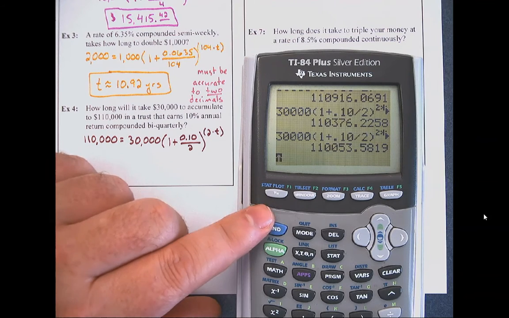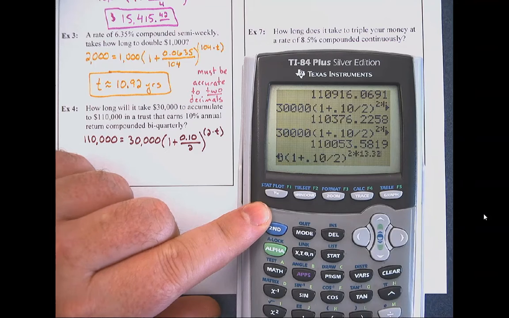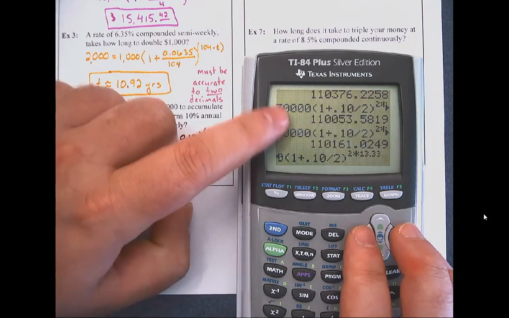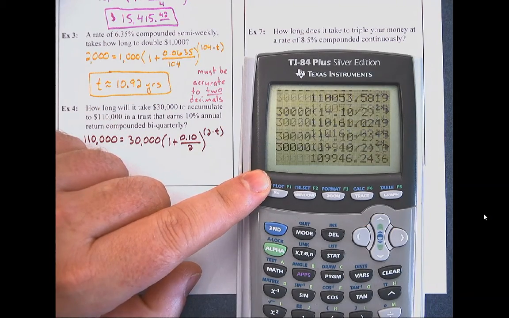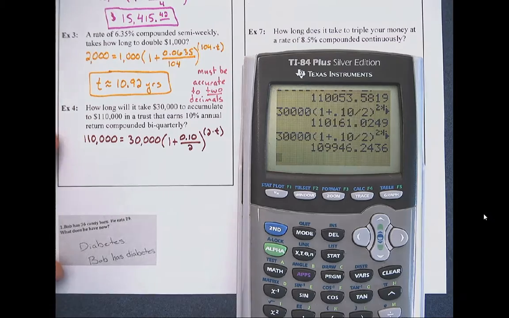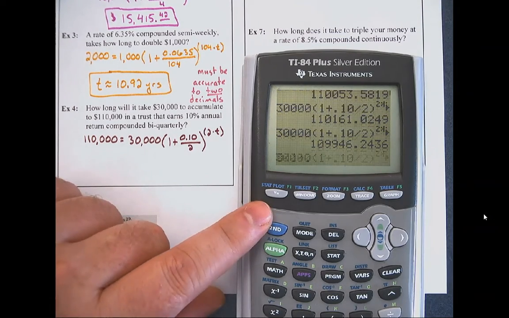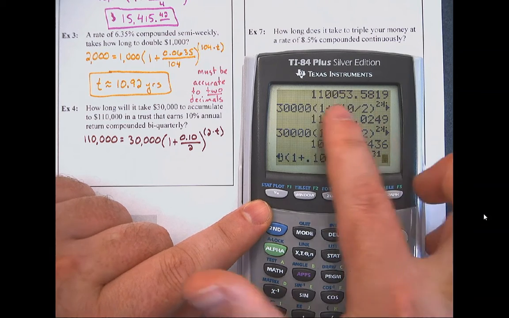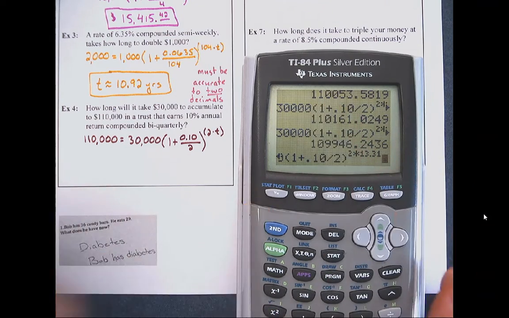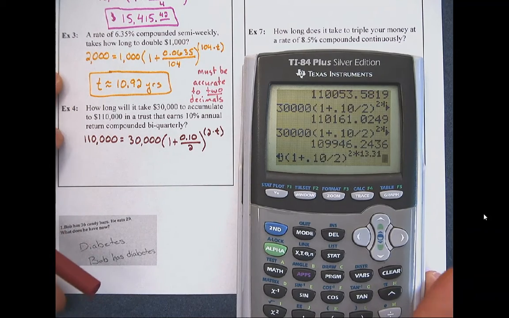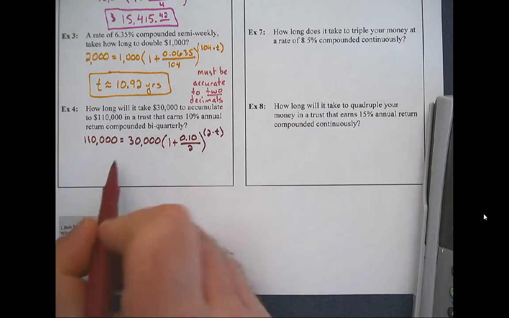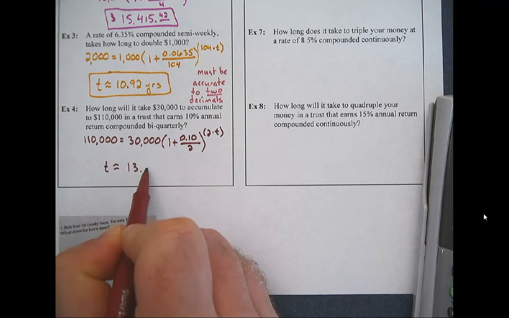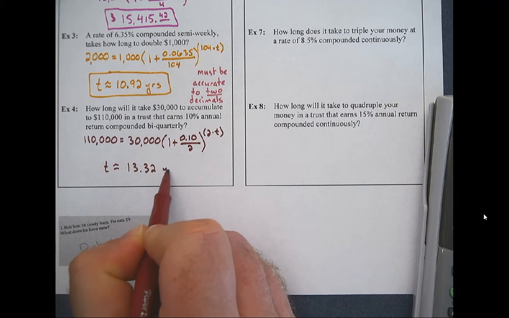But let's try the one right above it. 3.33. Oh, wait, let's try the one right below it. I want to try 3.1. That's too low. See, it's not up to 110 yet. So 13.31 was at 109. 13.32 was at 110,053. That's the one that I want, the one that gets me over the $110,000. So the number of years I would need is approximately 13.32 years.